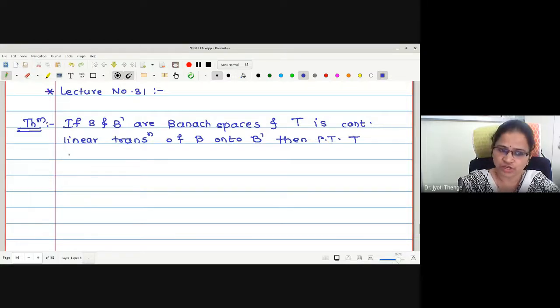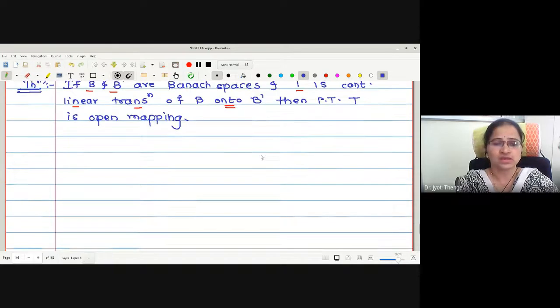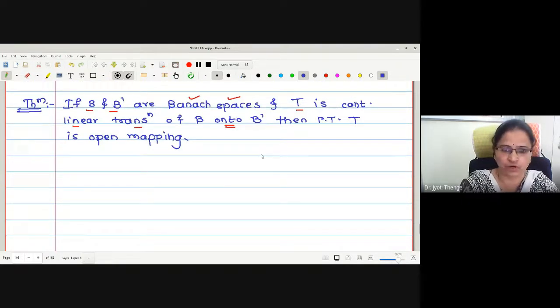What is the essential condition for the mapping to be open? By this theorem, the essential condition is that both the domain and codomain must be Banach spaces, and T is a continuous linear transformation of B onto B dash. A continuous linear transformation from a Banach space onto a Banach space is an open mapping. This is what we wanted to show.